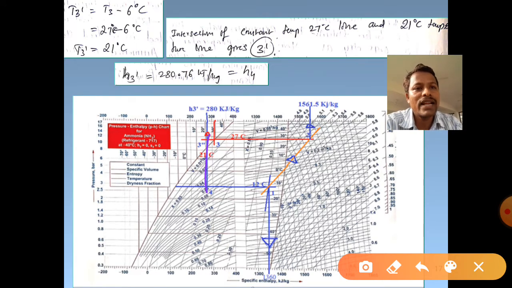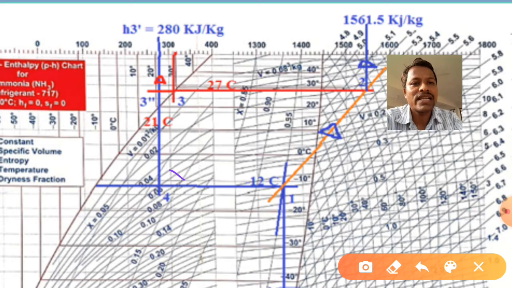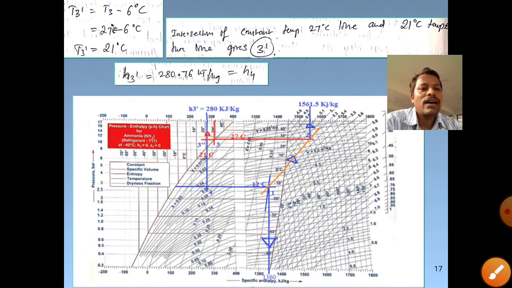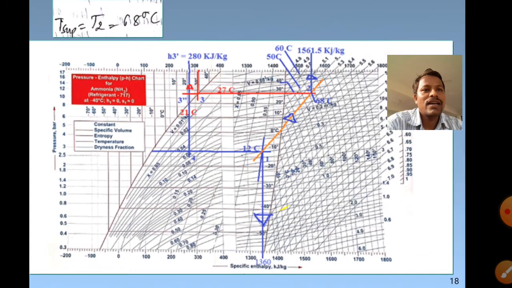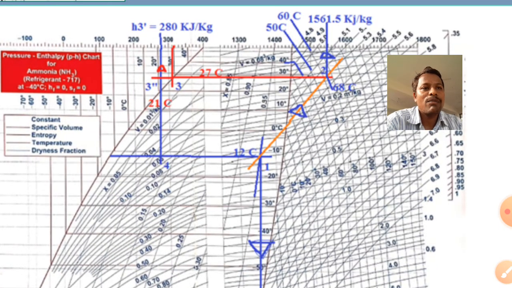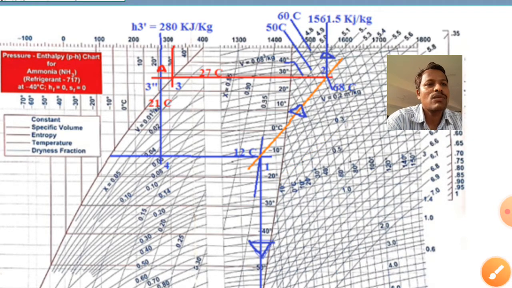Then wherever the vertical line from 3 dash and the evaporator temperature minus 12 degrees Celsius line both intersect, we can mark this as state point 4. Thus we obtained H4 also. Once we have obtained that, I will obtain the temperature of the refrigerant at state point 2. So how to obtain the temperature at state point 2?